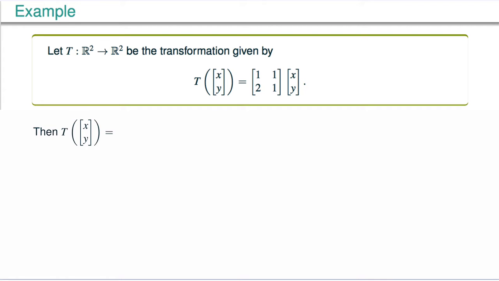Here's another example. Let T be the transformation given by T of (x, y) is equal to this matrix [[1, 1], [2, 1]] times the vector (x, y). So what does that really mean for T? T of (x, y) is then given by this matrix multiplication. So let's do this out. The matrix times (x, y) means I'm taking 1 times x and adding to it 1 times y for the first coordinate, and 2 times x plus 1 times y for the second coordinate. So that equals the vector (x + y, 2x + y).